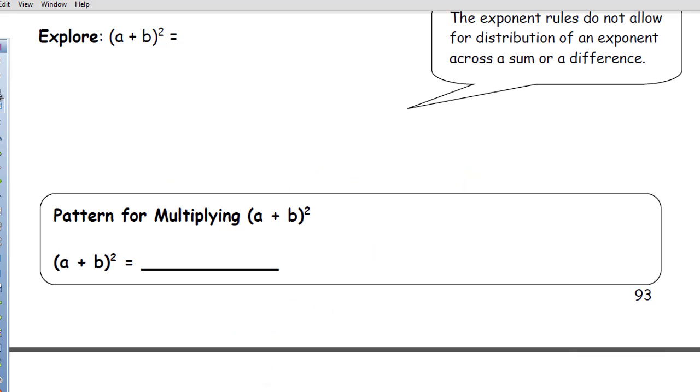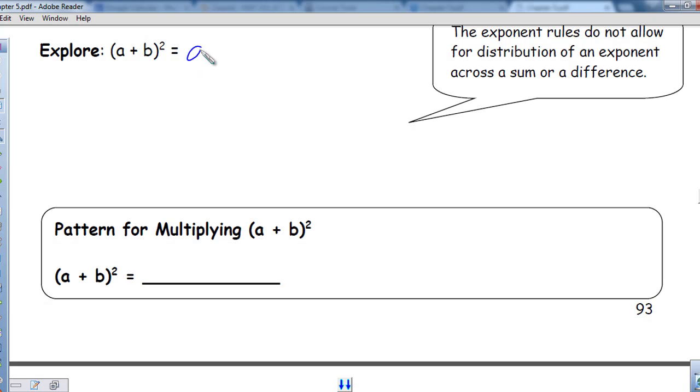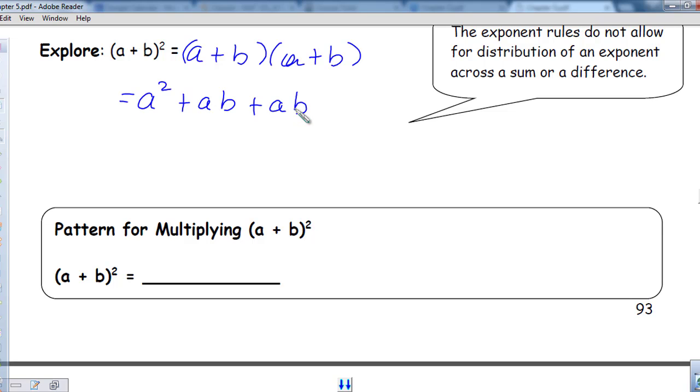Okay, so here's another pattern, a plus b squared. If we were to actually use FOIL to write this out, this of course is a plus b times a plus b. And so we get, if I do the first, a squared. If I do my outer, plus ab. If I do my inner, plus ab. And then when I do the last, it's plus b squared. So when I put all this together, it's what? Very good. A squared plus 2ab plus b squared.